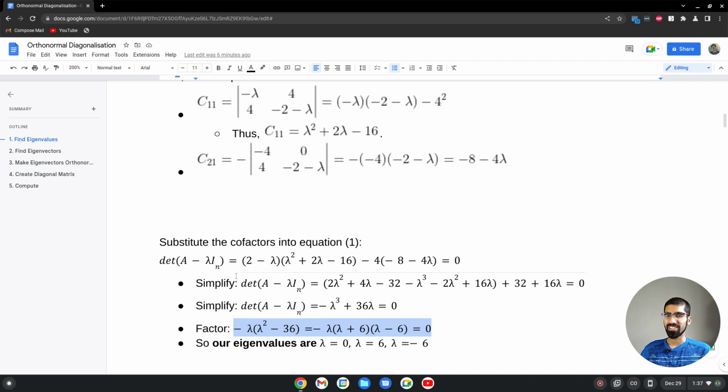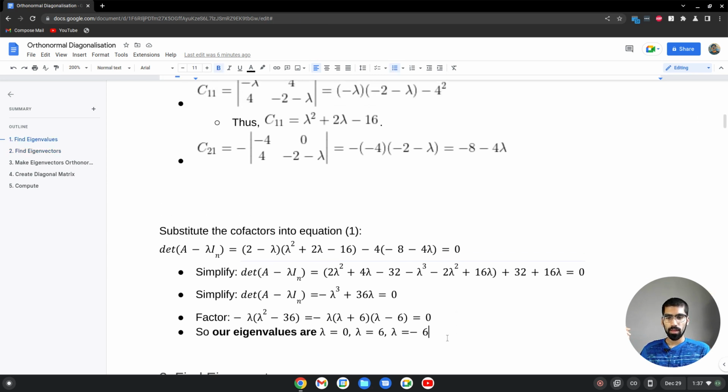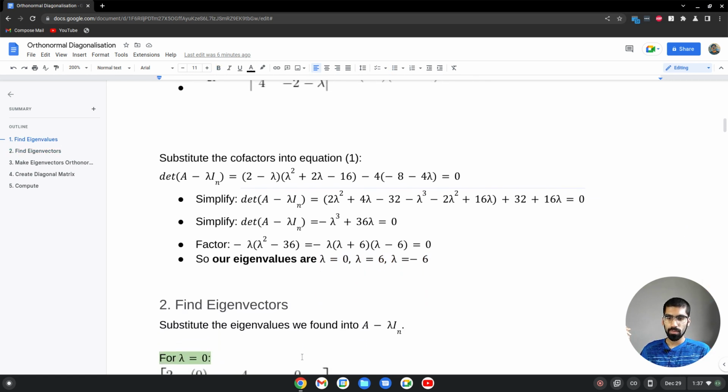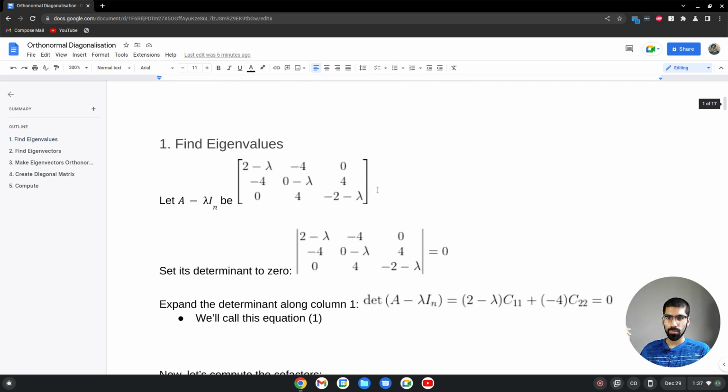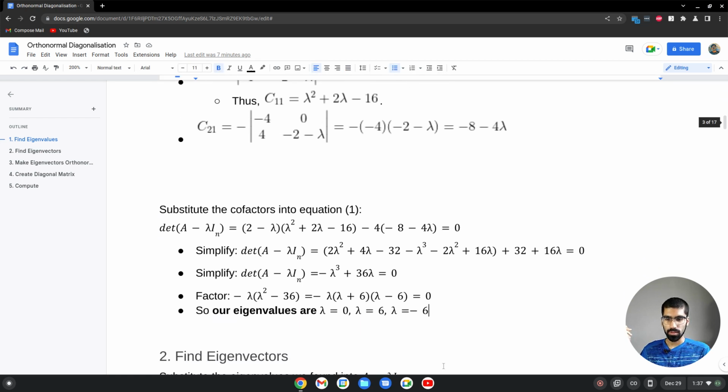Alright, step 1 done. Now that I've found the eigenvalues, I can get to what I really care about for diagonalization, which is I need the eigenvectors so that I can use them to construct some matrices that I need for diagonalization. So the important part is using these eigenvalues. Now I can go back to the matrix I created up here, and I can start computing the eigenvectors.